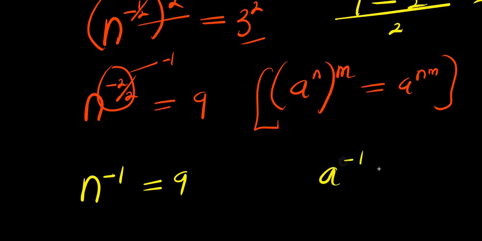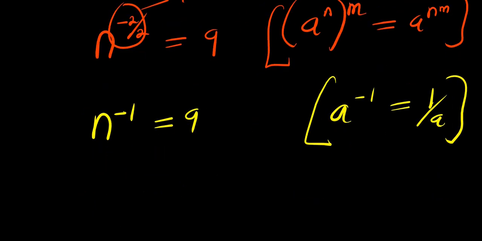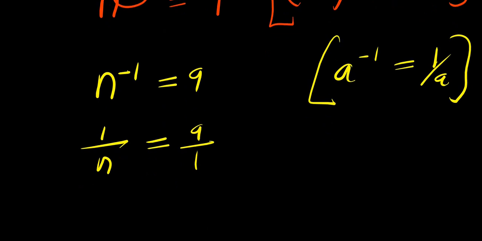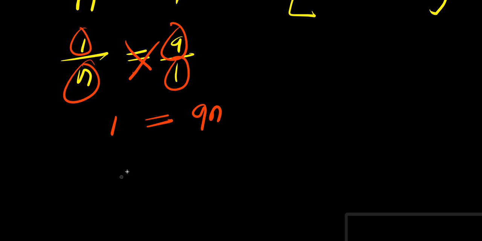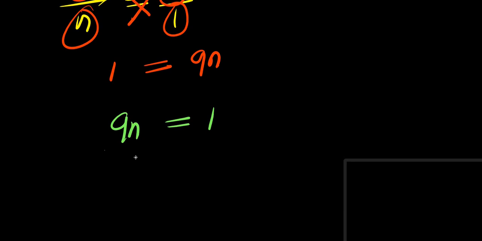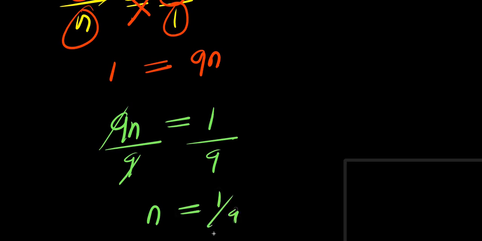Now, if you have a to the power negative 1, this equals 1 over a. So n to the power negative 1 will be the same thing as 1 over n, and this equals 9. And this 9 is over 1. I can decide to cross multiply. 1 multiplies 1, n multiplies 9. So you have 1 times 1, that is 1, equals n times 9, that is 9n. Let's rearrange this. I can simply have 9n equals 1. So I solve for n: divide this by 9, divide this by 9, 9 cancels 9, I have n equals 1 over 9.